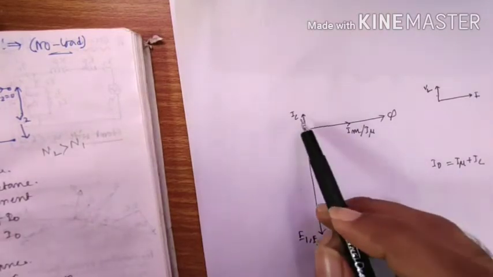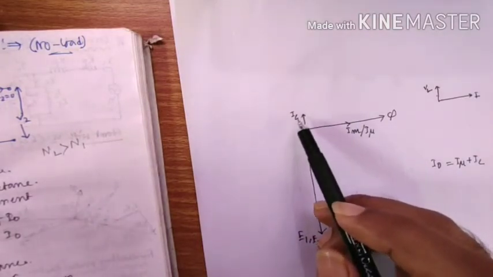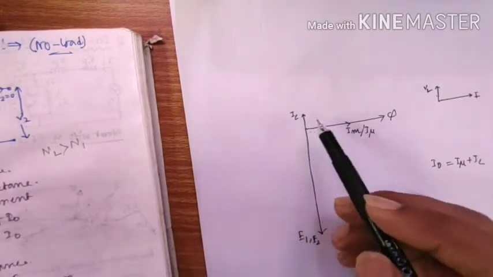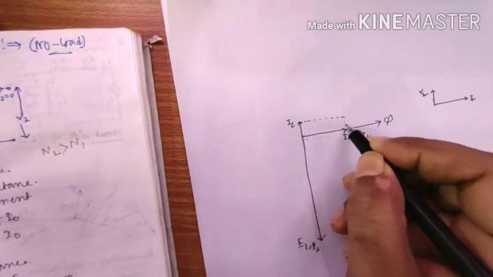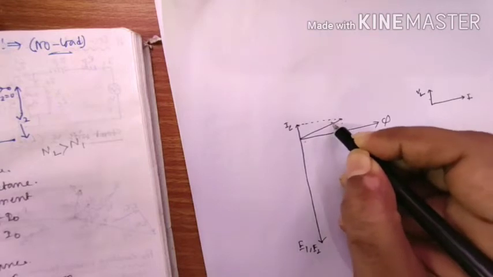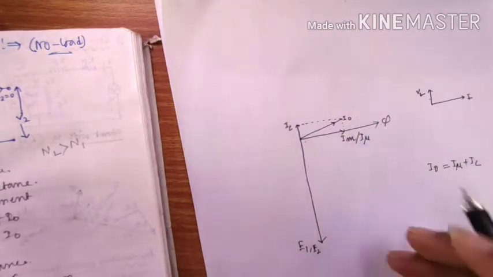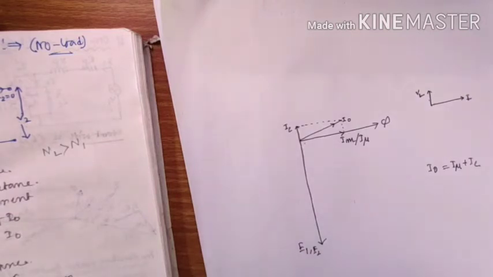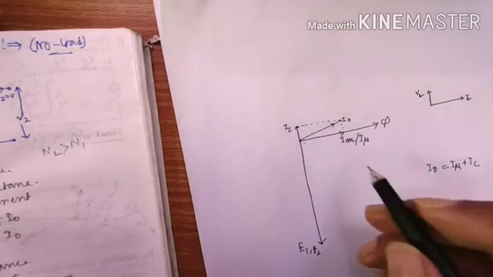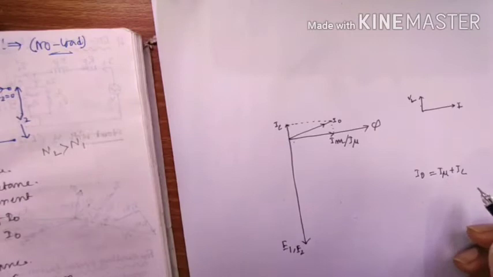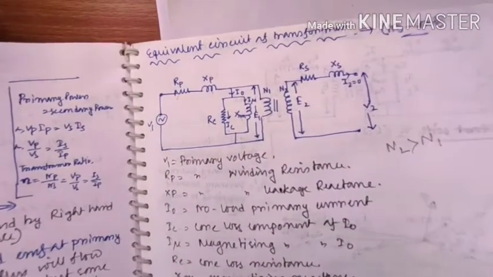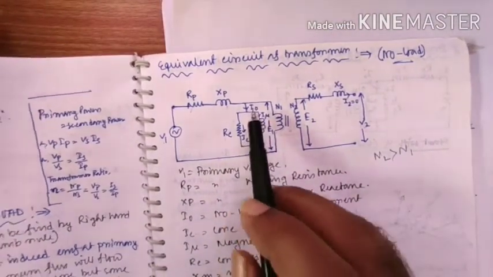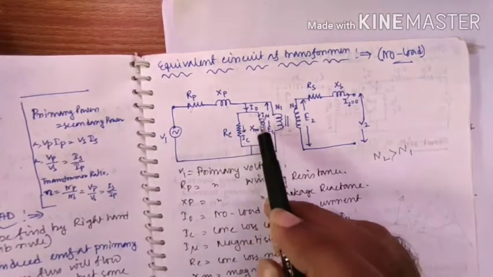So this is IC, it represents the loss component. So their summation should give us I0. This is I0, the no load primary winding current. Now, in this diagram, this is the no load current flowing through these two branches.